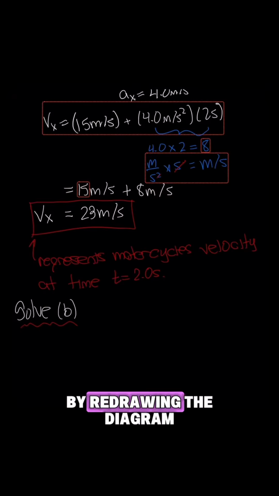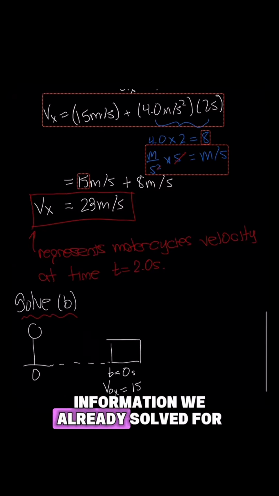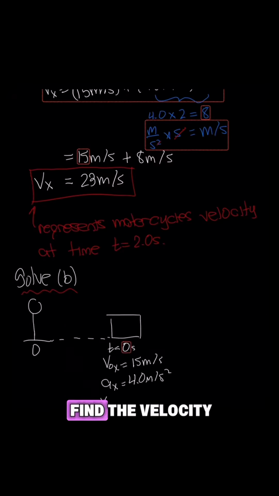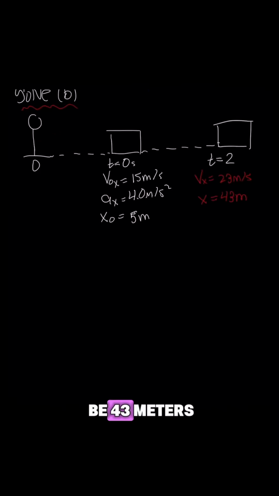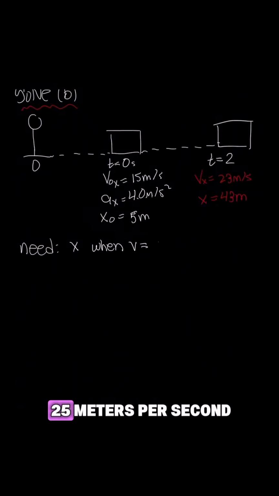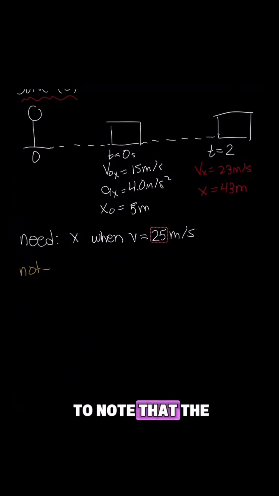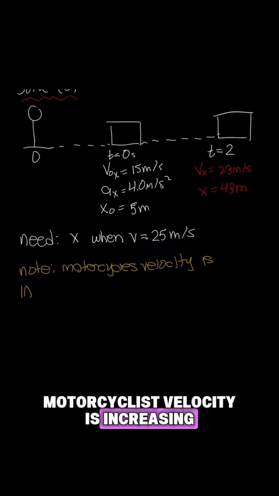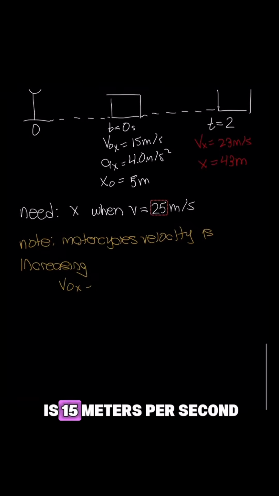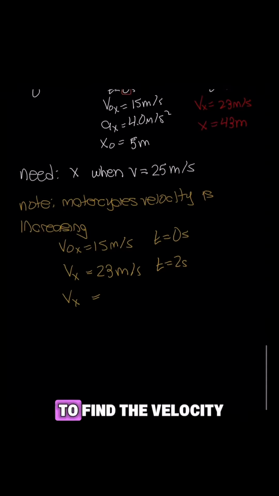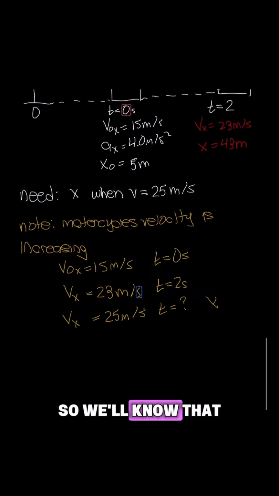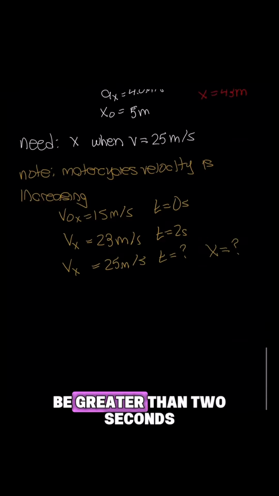So we can start by redrawing the diagram and putting in the information we already solved for in part A. So we were able to find the velocity at 2 seconds to be 23 meters per second and his position to be 43 meters. And we got to identify that we need the x position when the velocity is 25 meters per second. And I just want to note that the motorcyclist's velocity is increasing because we can see that the initial velocity is 15 meters per second, and then at 2 seconds it's 23 meters per second. And it wants us to find the position at a velocity of 25 meters per second, so we'll know that the time is going to be greater than 2 seconds.